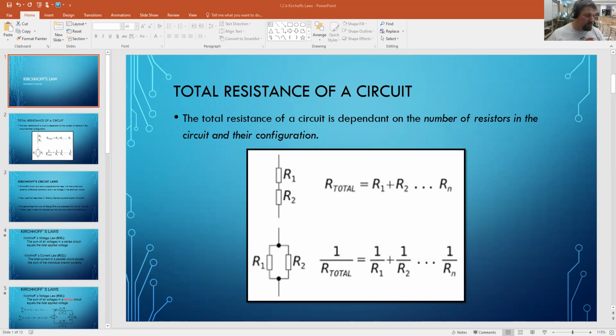Now, if they're in parallel, meaning they branch, they have this node here, then you have to do the inverse addition. So 1 over R1 plus 1 over R2 and so on and so forth, which gives you the 1 over R total. So that is the parallel.